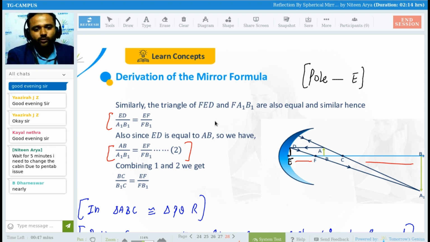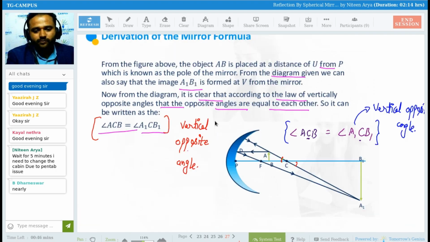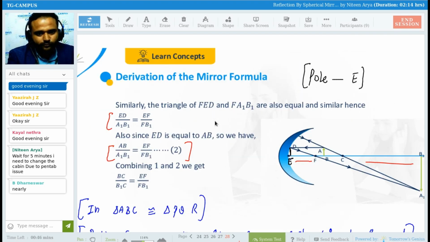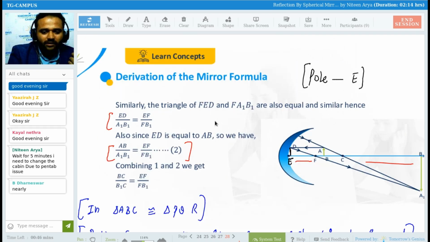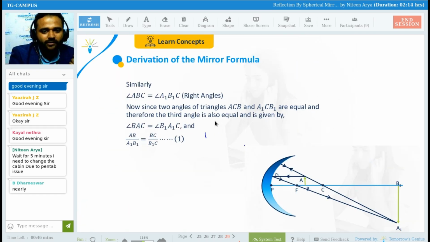Okay, so combining equation 1 and 2. And what is equation 1? This is my equation 1 and this is my equation 2. There is no equation 1 here, or is there any equation 1 also? So many things are going on here. This is your equation 1.